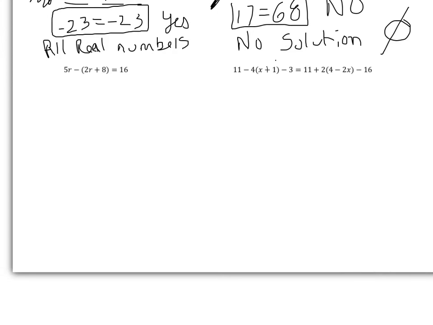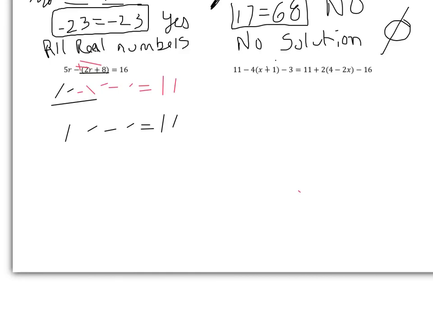Now this first one, our 5r is going to carry down. Now this negative that's in front of the parentheses is really like a negative 1. So in our distribution, negative 1 times 2r is negative 2r. Negative 1 times 8 is negative 8 equals 16. So we distributed the negative to everything inside these parentheses. Now it's time to combine like terms. 5r minus 2r is 3r minus 8 equals 16.